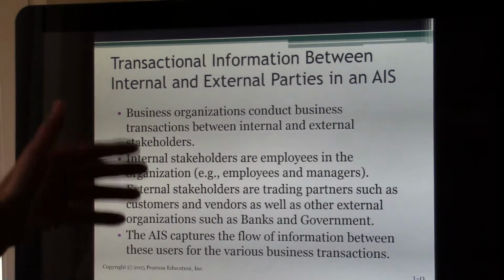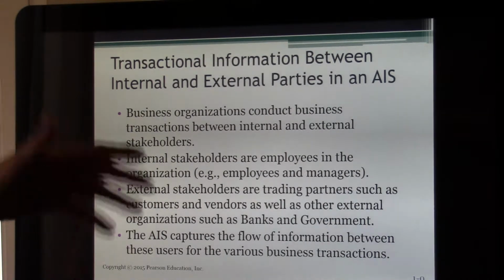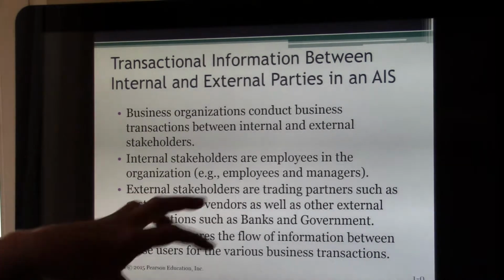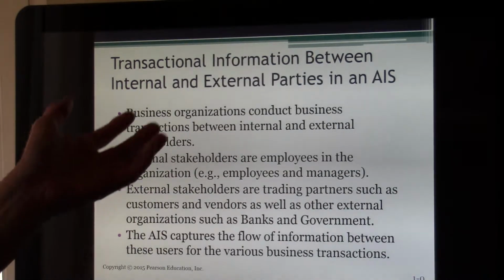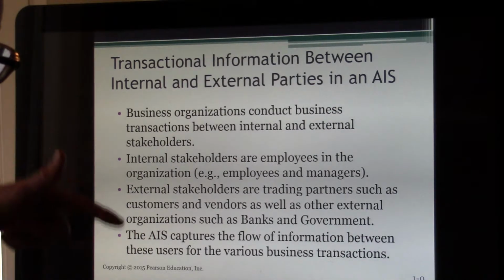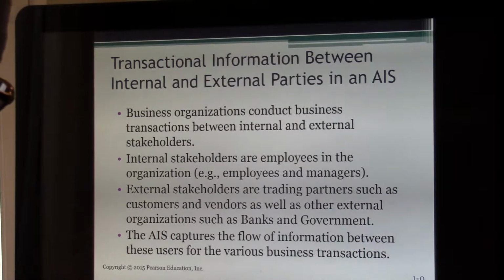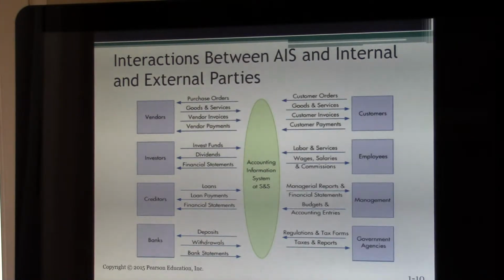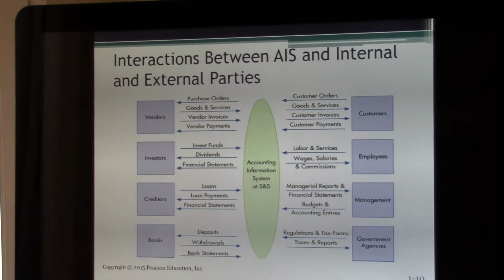So processes have stakeholders, right? We've already talked about that: employees, managers, external stakeholders. All these people are going to want some of this information, or they're going to provide some of the information. So the AIS is capturing this flow of information by process. Here's a little example from your book. It is figure 1-1, if you want to look at your book and follow that.